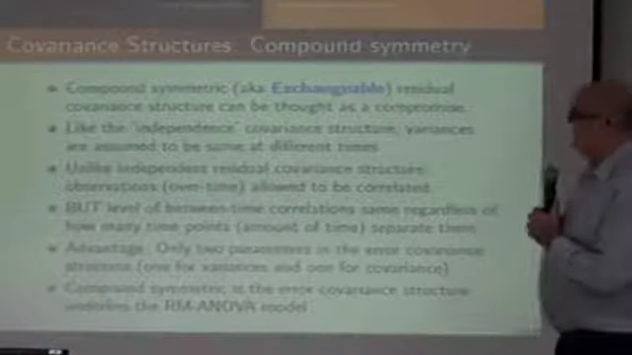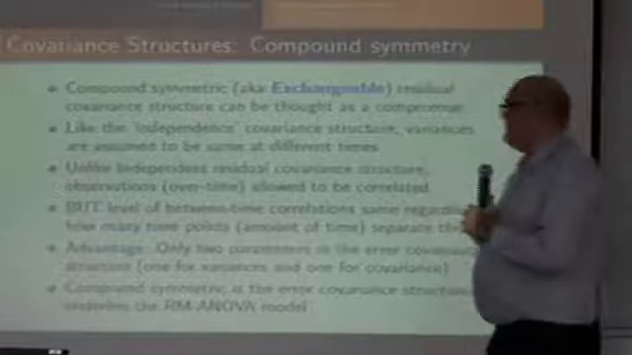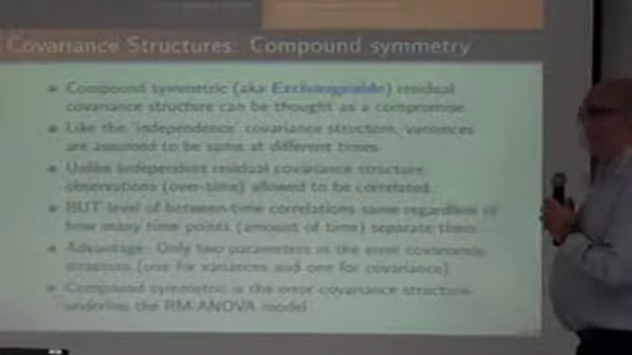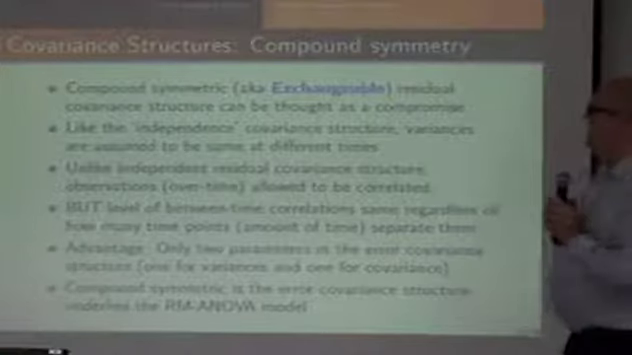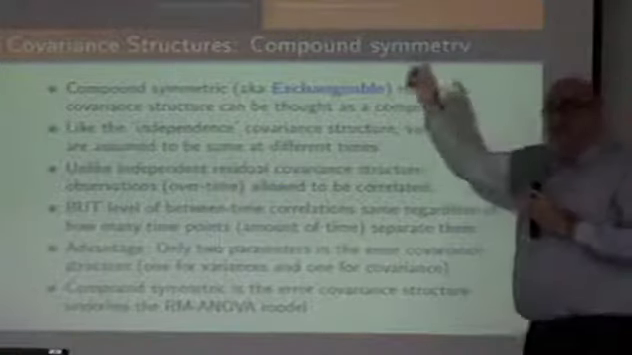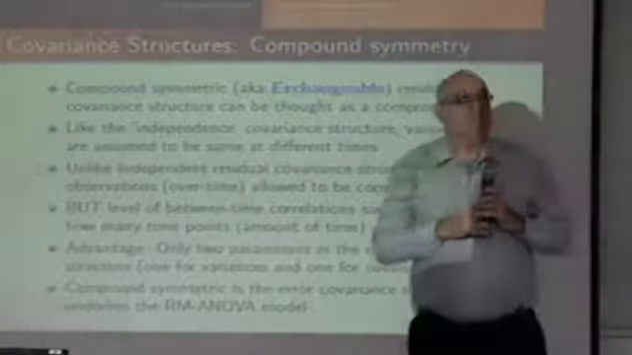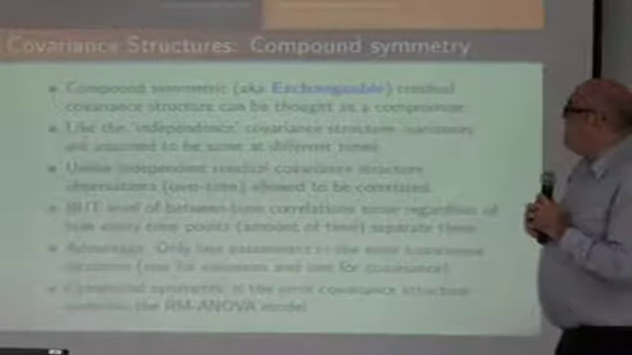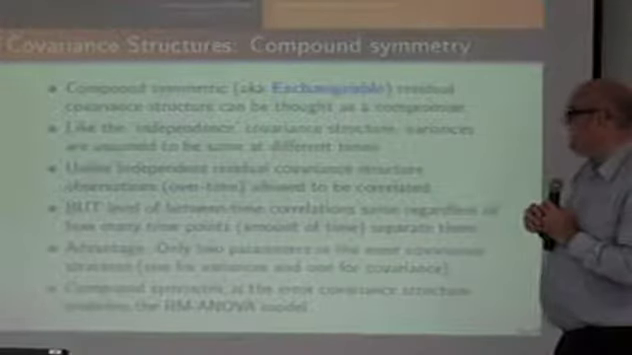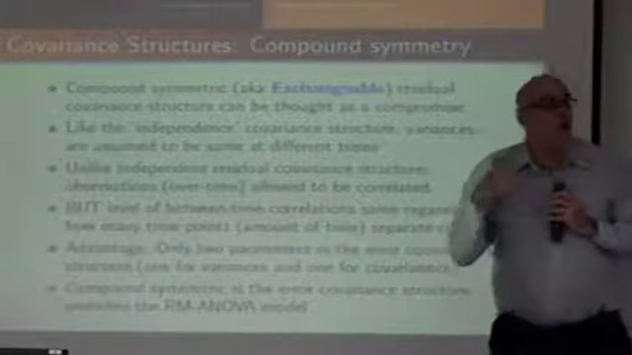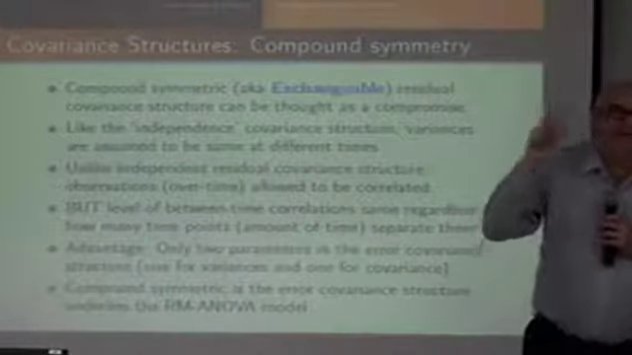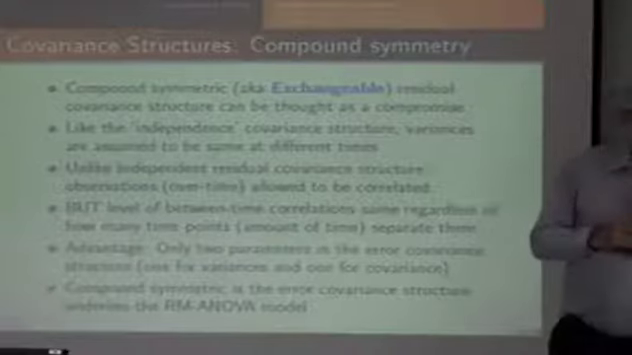Compound symmetry is the next one, and sometimes called exchangeable. So it's a type of residual covariance structure, and we think of it as a compromise. Like the independence covariance structure, variances at different times are assumed to be equal, but unlike the independent residual covariance structure, observations over time are allowed to be correlated. There's a problem. They all have to be correlated in exactly the same way.